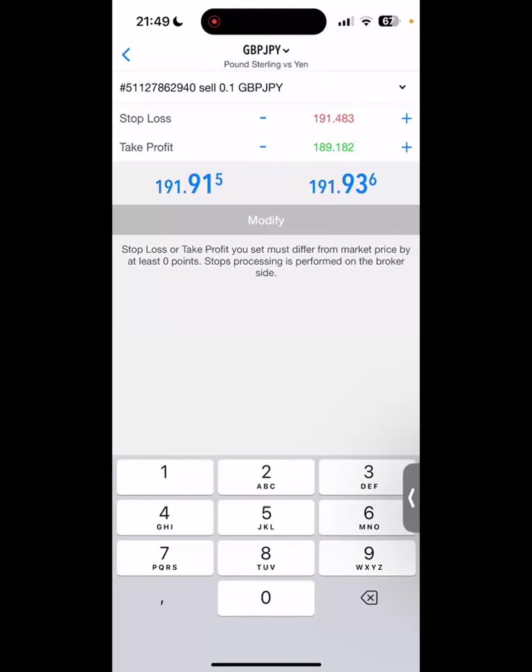Look at it. Now, our stop loss is 191.4832. Can you see these two numbers moving? This number moving is turning red and blue. It's at 191.915. See, 191.2. So it's even above what we're trying to put. So this stop loss and take profit will not work.